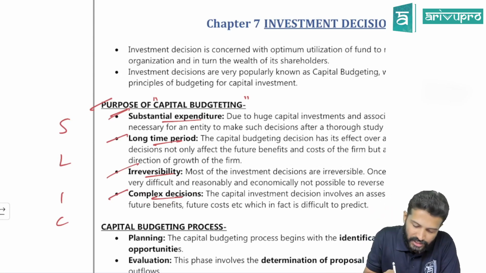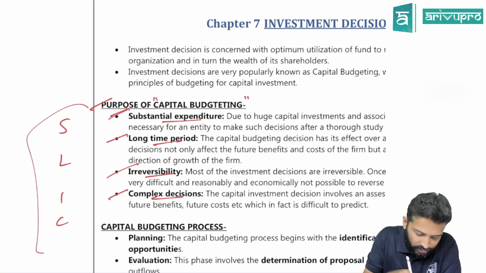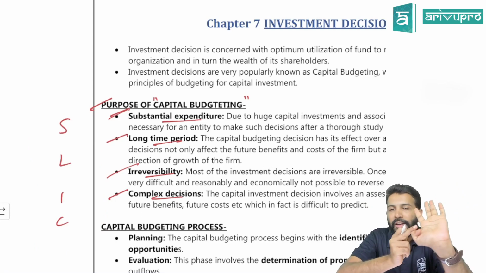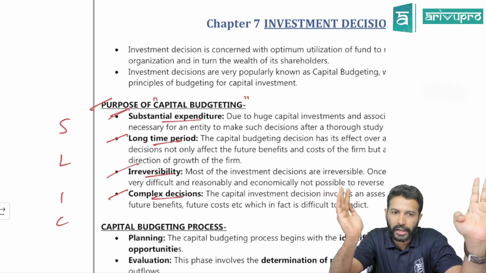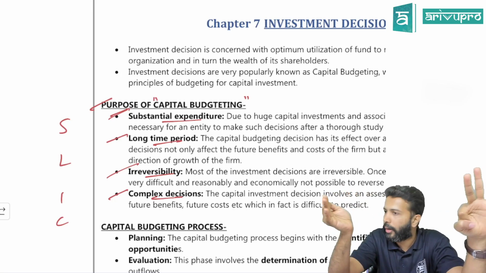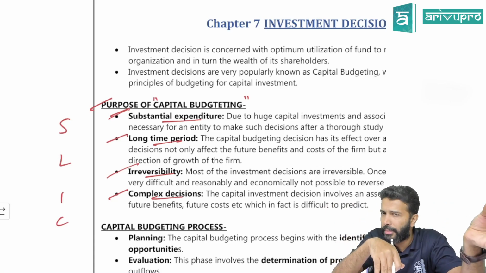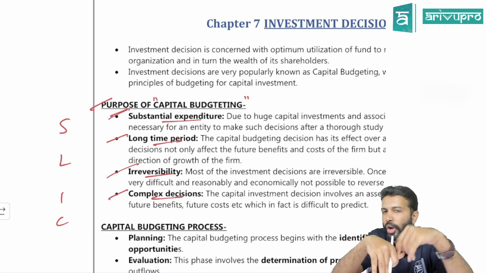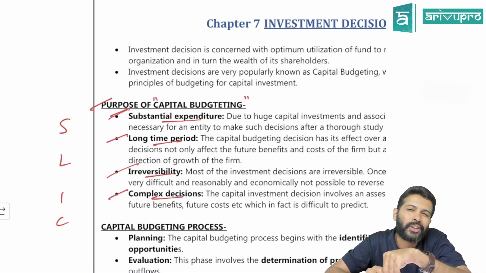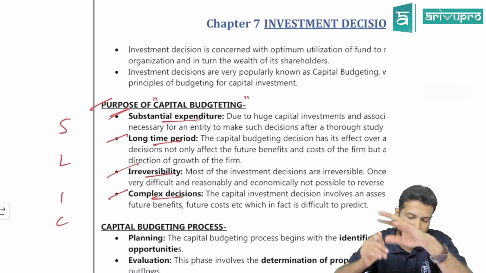So hence there is a need for a technique known as capital budgeting. We are calling it SLIC for our class purpose. S for the expenditure is quite substantial, meaning significant. L for it has an impact over a long period of time. I for these decisions are irreversible. C for these are complex decisions, because you are trying to predict the future, and it is not easy to predict the future, no matter who you are. Hence there is a need for it.